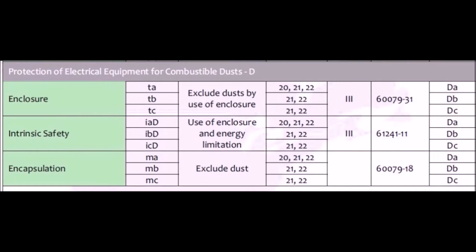This newer chart for combustible dust has the enclosure method, TA for Zones 20, 21, 22, TB for Zones 21 and 22, TC for Zones 21 and 22. Then there's intrinsically safe, which is IAD for Zones 20, 21, 22, IBD for Zones 21, 22, and IAC for 21, 22. Lastly, we have encapsulation, symbols MA and MB for Zones 20, 21, 22, and symbol MC for Zones 21, 22.